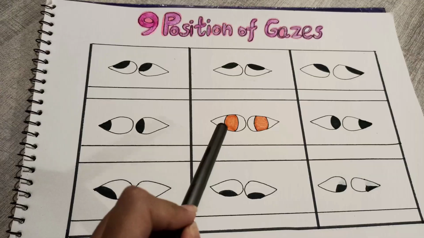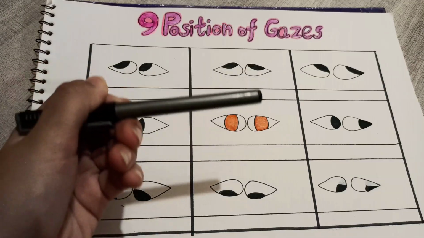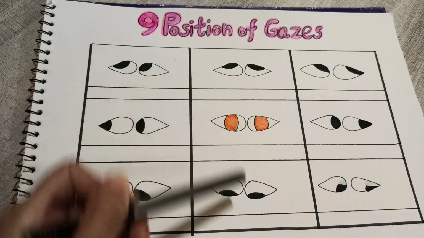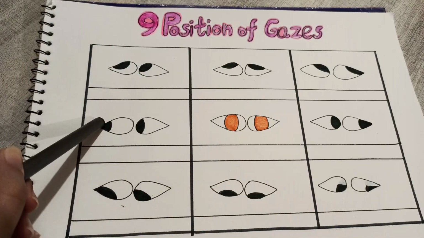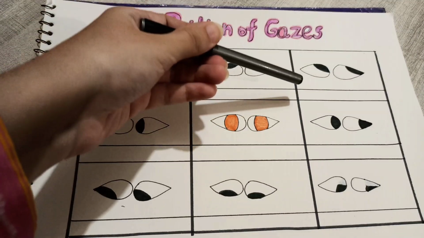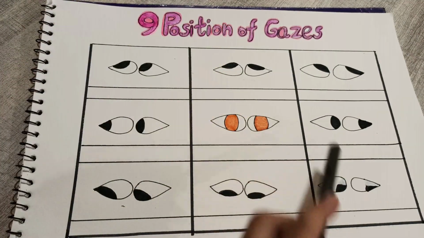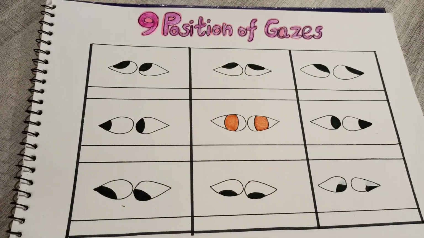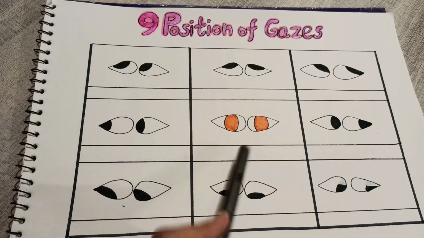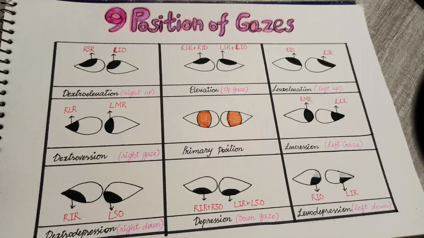This is the primary position, when a person is looking straight ahead. This is the elevation, up gaze, down gaze, right gaze, and right up gaze, right down gaze, left up gaze, left gaze, and left down gaze. All of these gazes help to assess different conditions. This is the primary position. In the primary position, the person is looking straight ahead and none of the muscles is in action.